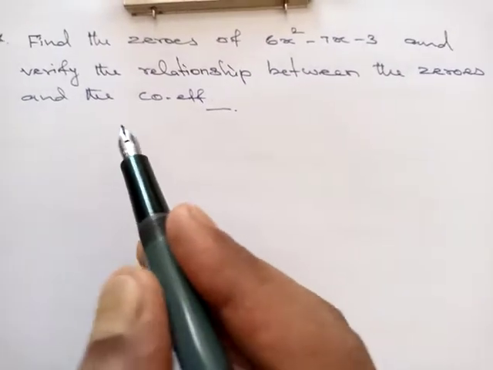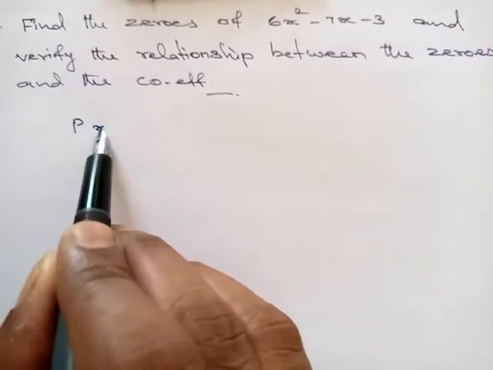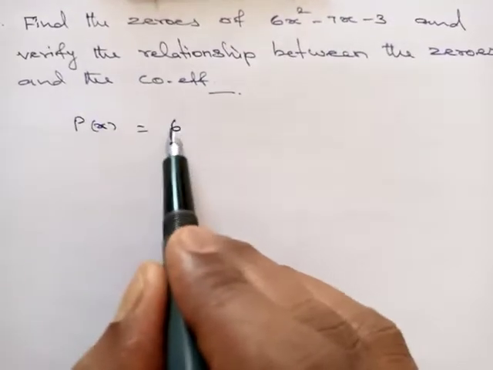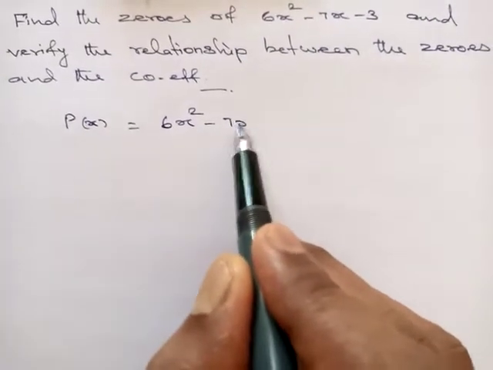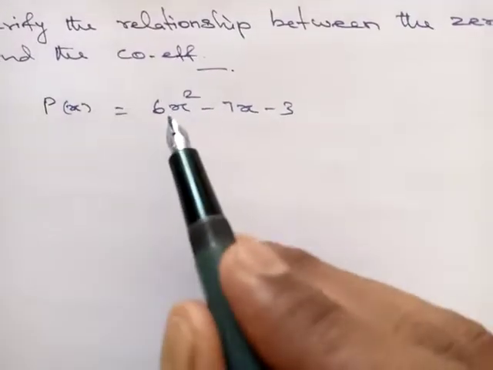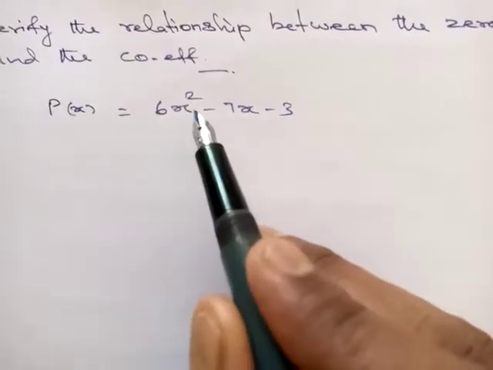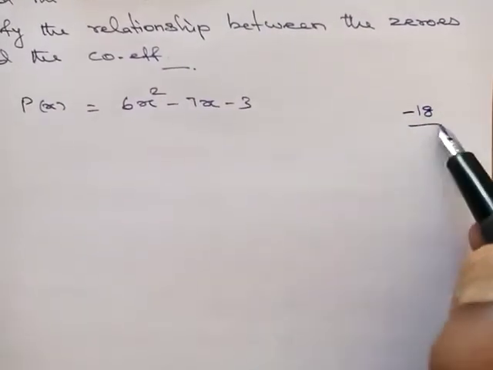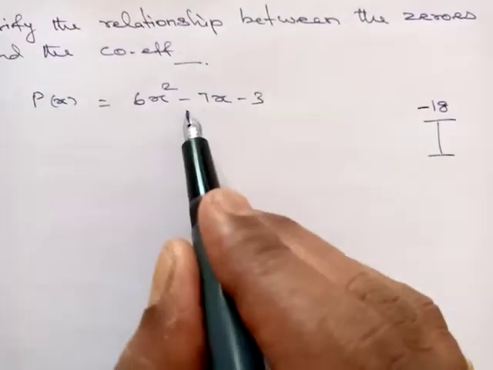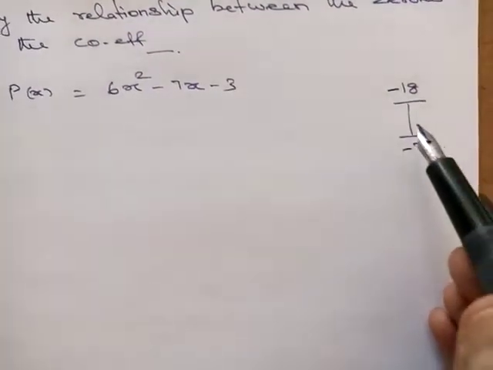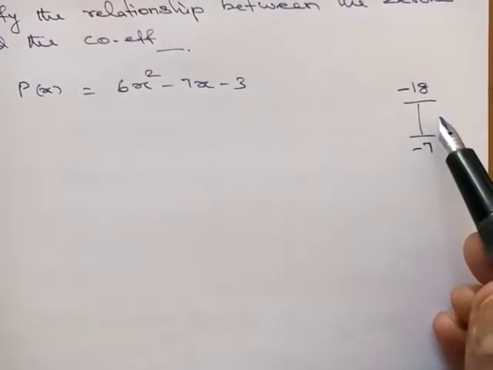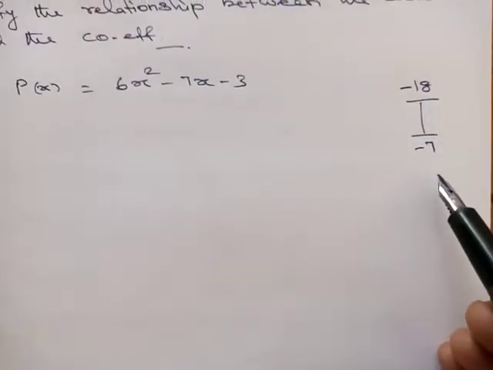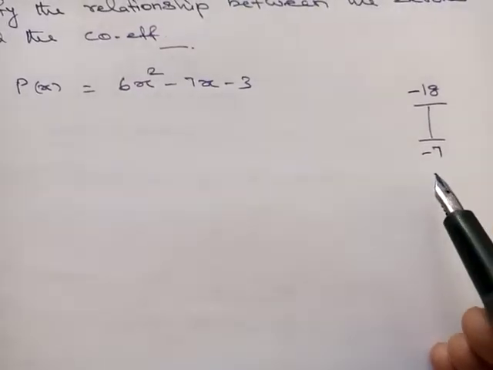Before that, I am taking this polynomial as p(x). I am giving a name for that polynomial: 6x² − 7x − 3 is p(x). Now we have to factorize this. How can we factorize this? 6 into, that is the coefficient of x² and the constant, multiply these two. 6 into −3, so −18. And then what is the coefficient of x? −7. We have to find two numbers such that if we multiply these two numbers, we get −18, and if we add, we get −7.